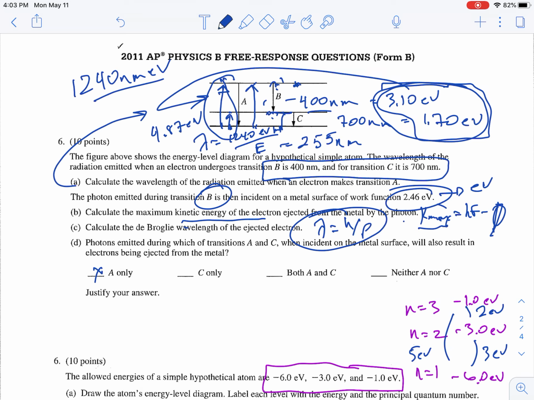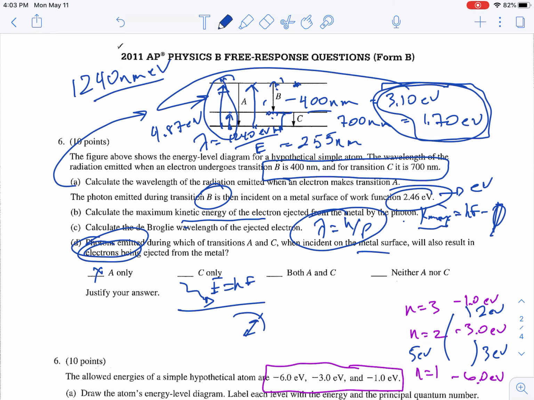Now, when you look at this in terms of energy, the photons emitted, which one is going to be incident on the metal surface, which is just a fancy way of saying that you're going to shine the light on it, which will also result in electrons being ejected from the metal. So remember, when you have the photoelectric effect, you have two energies involved. You have the energy of the photon, which is hf, and then you have the energy to overcome the work function.